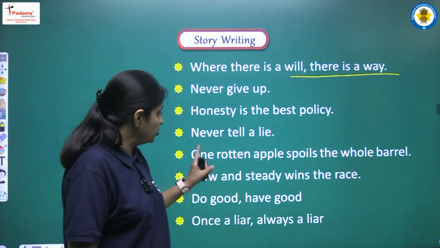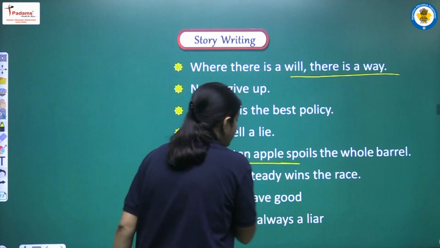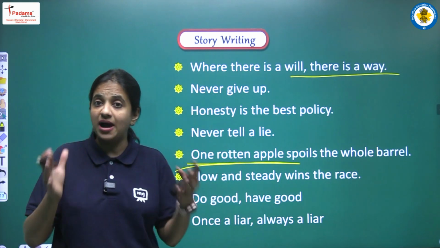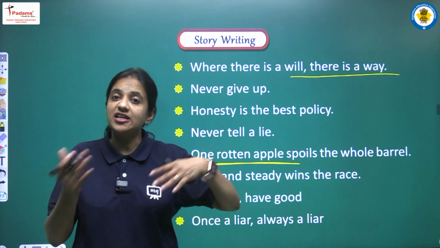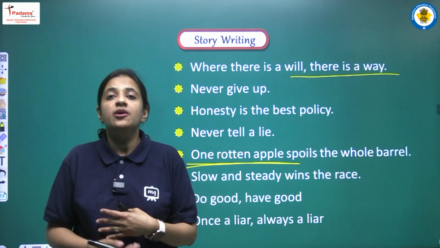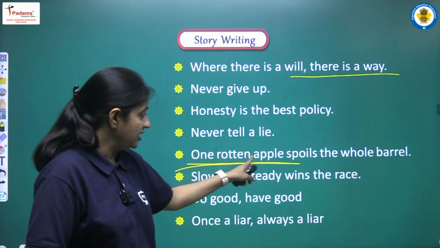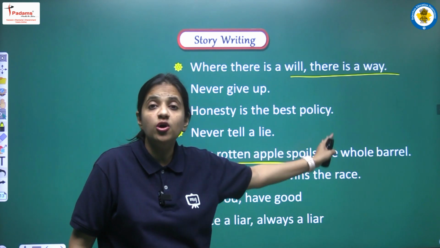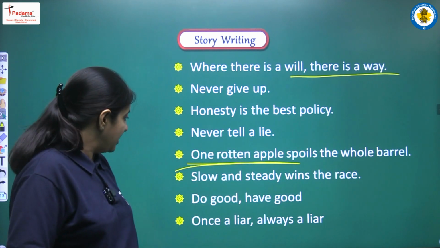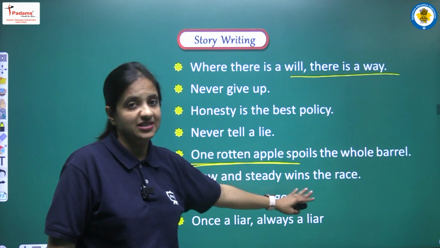So then we can use this: if we have one rotten apple in the basket, then definitely the rest of the apples will also be ruined, they will also be spoiled. So we can write, one rotten apple spoils the whole barrel. Okay. Next one, slow and steady wins the race.